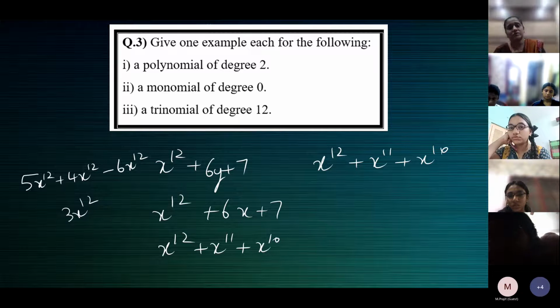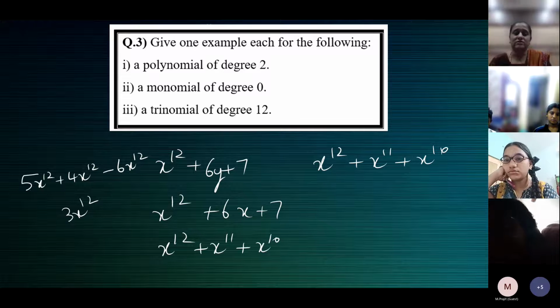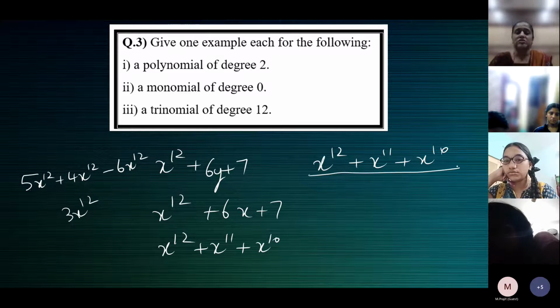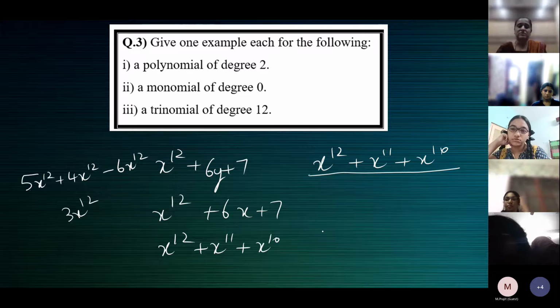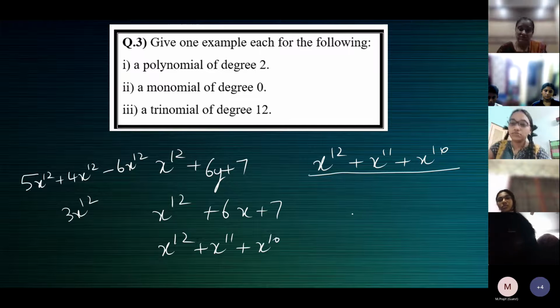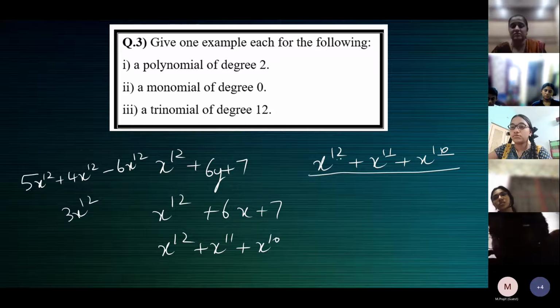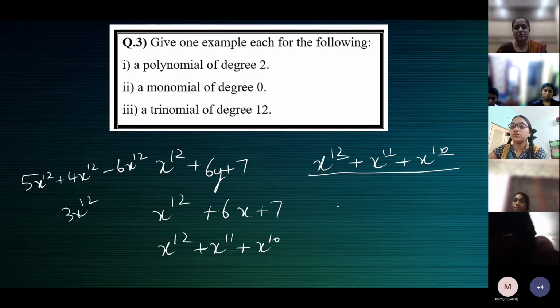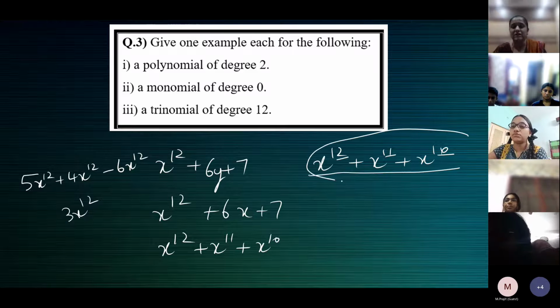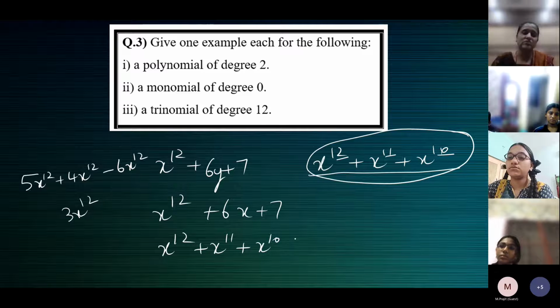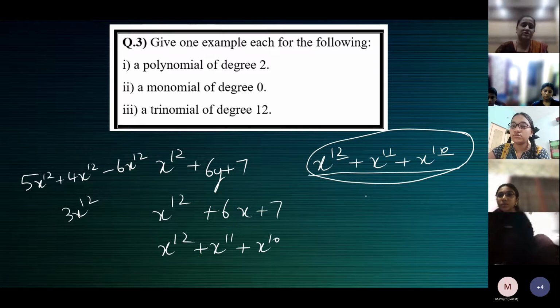So when you write 3 terms, you must see to it that they are not like terms and they cannot be simplified further. So in this example, x to the power 12 plus x to the power 11 plus x to the power 10, you cannot simplify them further. So it is a trinomial. And it is of degree 12 because the power is 10 here, 11 here, 12 here. So the highest power is 12. So the degree is 12. This one is an example of a trinomial of degree 12. 3 distinct terms we have and the highest power is 12. So the degree is 12.